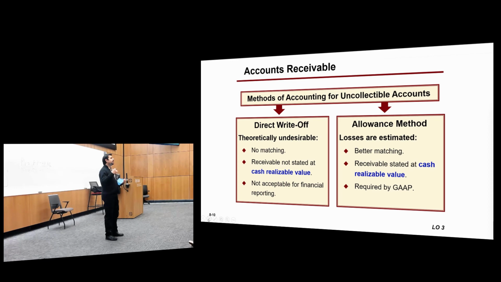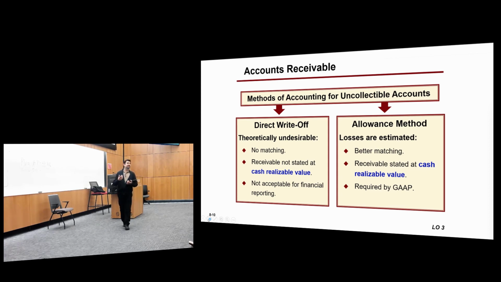You are recognizing the expense in a different period. It's not in the same period as the revenue. And that violates the matching principle, where expenses must follow revenues. They have to be in the same accounting period. This is why, if the write-off is material, if it is significant, the company does not have the right under GAAP to use the direct write-off method. Instead, they have to use the allowance method. We will see how the allowance method is done.